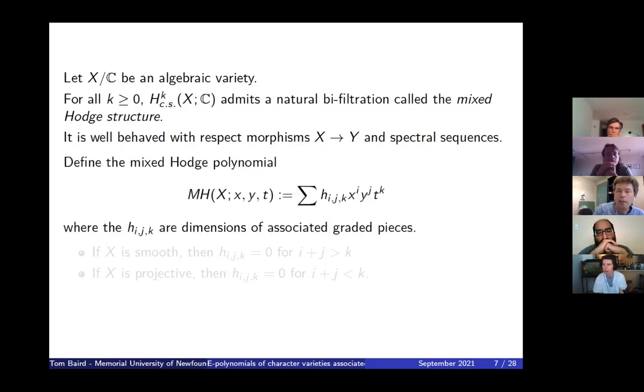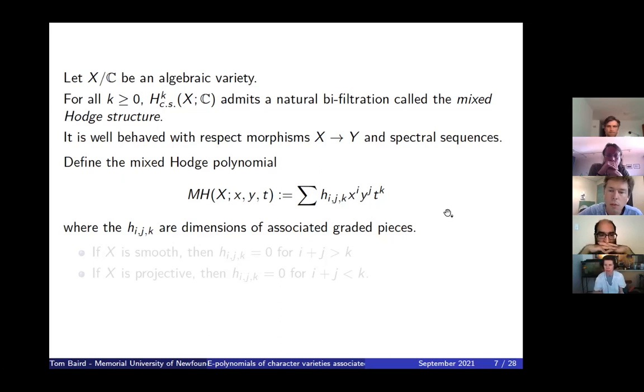Okay, so given all this data, you can encode the dimensions of the various associated graded pieces of this bifiltration in what's called the mixed Hodge polynomial. So this will be a 3-variable polynomial with variables x, y, and t. t is just recording the cohomological degree of the compactly supported cohomology. You can do this with ordinary cohomology too, but for our purposes, compactly supported is more convenient. And then x and y keep track of the bidegree in the associated graded for the Hodge filtration and the weight filtration.